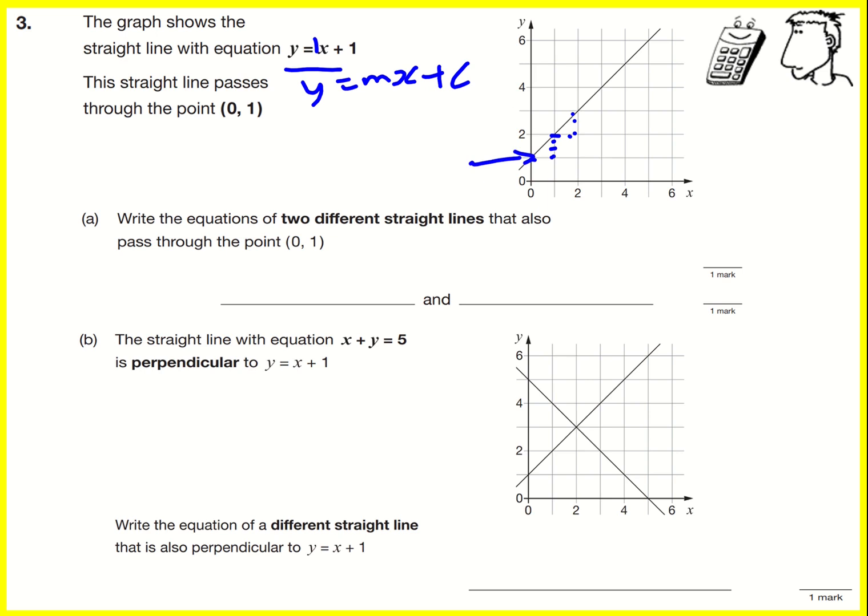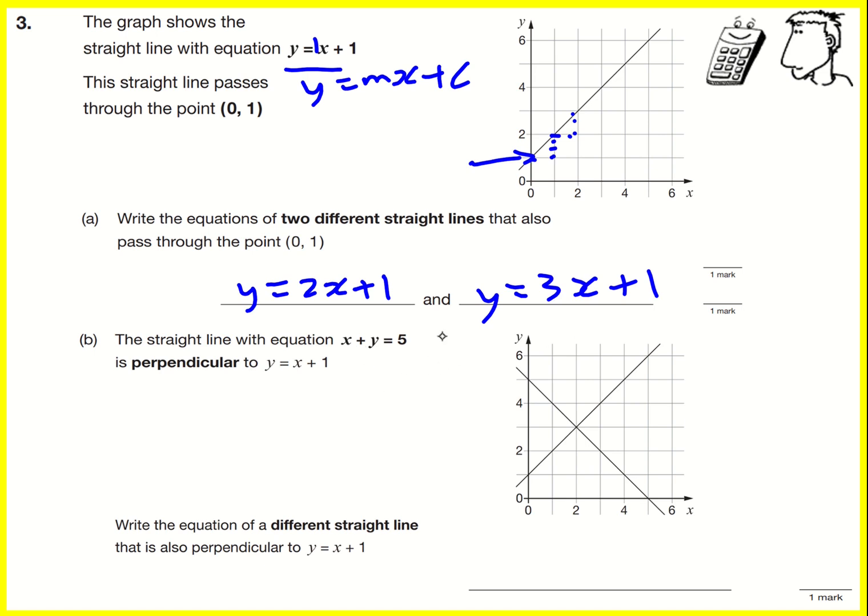So two possible straight lines that also pass through this point. Well, it doesn't matter. I just need to have 1 as the intercept, basically. So let's go with 2x plus 1 and 3x plus 1. They'll just be slightly different. They'll just have slightly different steepnesses or gradients. And basically, as long as you've got something x plus 1, it could even be minus 2x plus 1, then you've done this correctly.